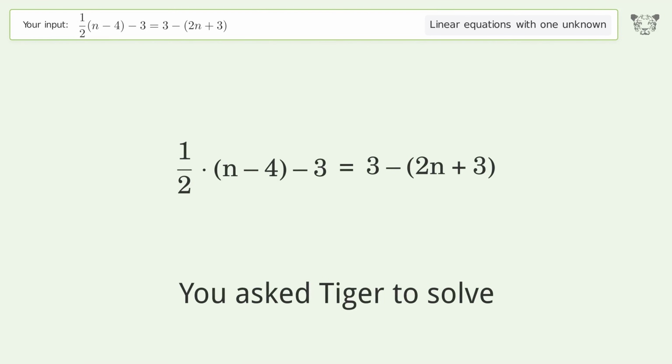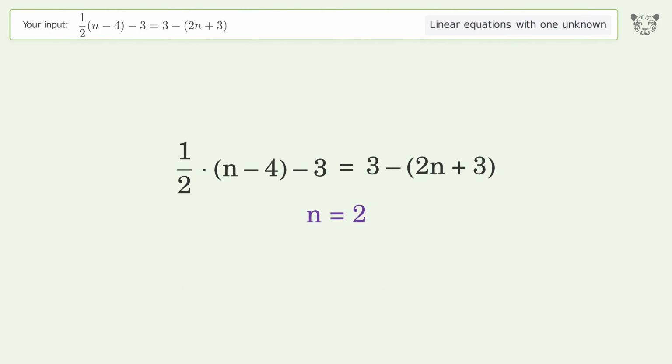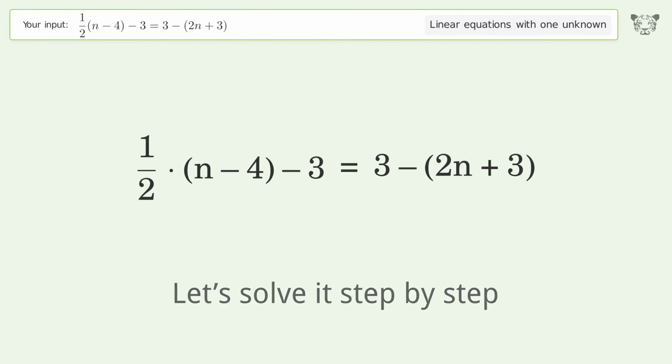You ask Tiger to solve this. This deals with linear equations with one unknown. The final result is n equals 2. Let's solve it step by step.